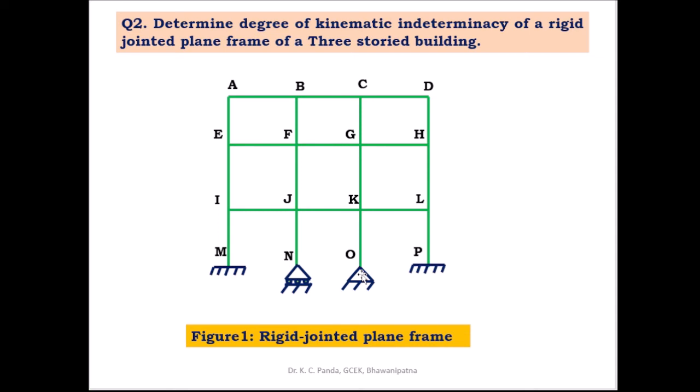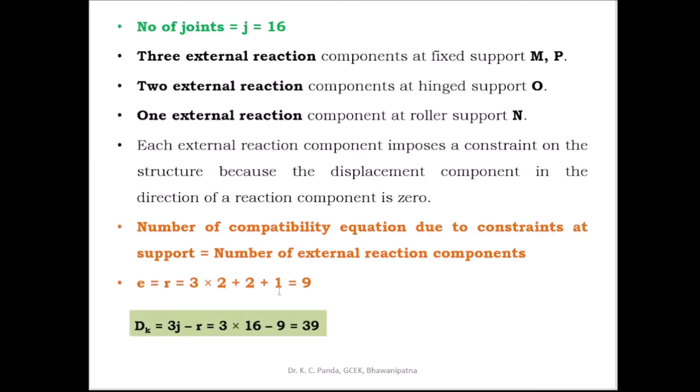So the total number of reaction components are equal to 3 plus 1 plus 2 plus 3, that is equal to 9. So this reaction components, that is equal to the number of compatibility equations. So the number of compatibility equation due to constraint at support is equal to the number of external reaction components, that is equal to r is equal to 3 into 2 plus 1 plus 2, this is equal to 9.